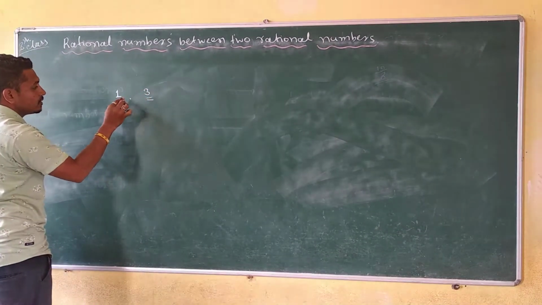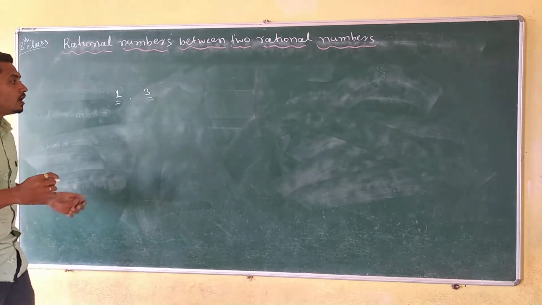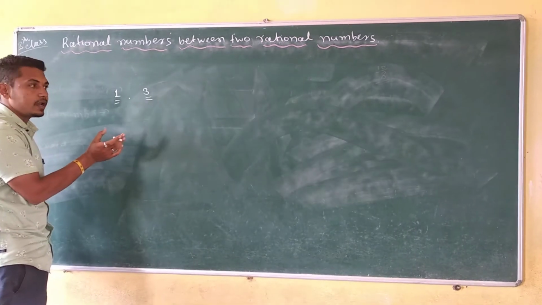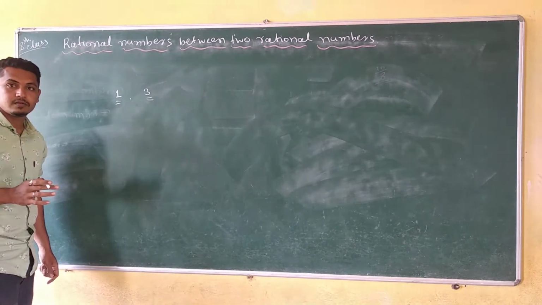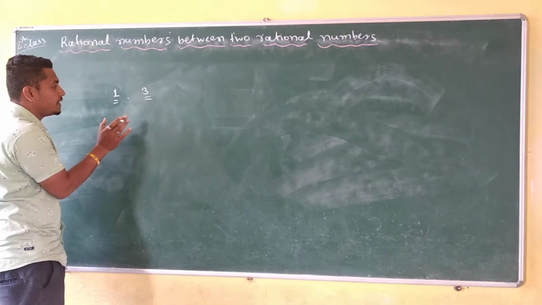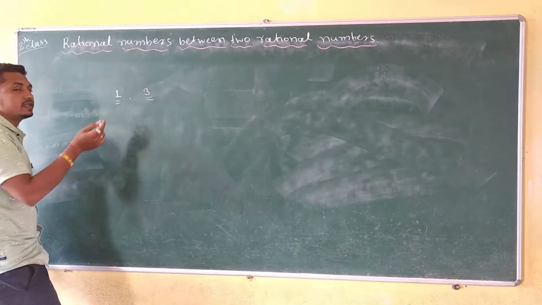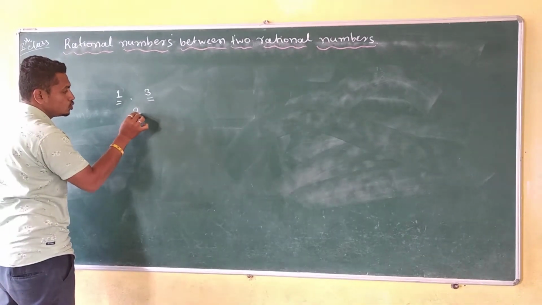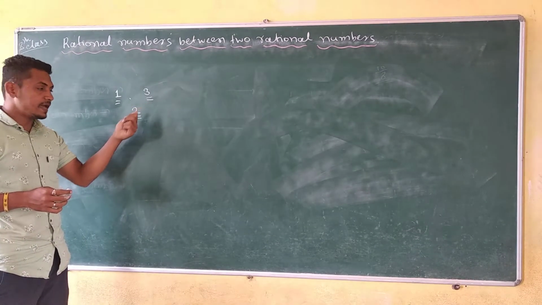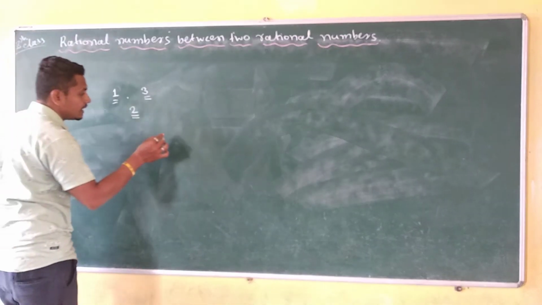These are two natural numbers, and now we have to find the natural number in between 1 and 3. So what is the natural number in between 1 and 3? See here, 2. Is it right? In between 1 and 3, the natural number is 2. Is it right?